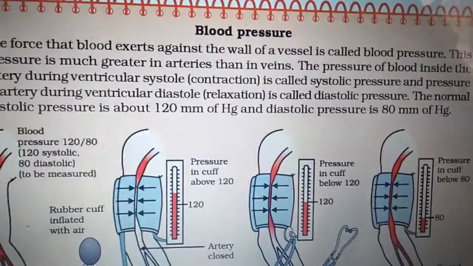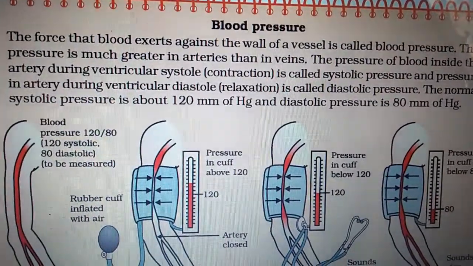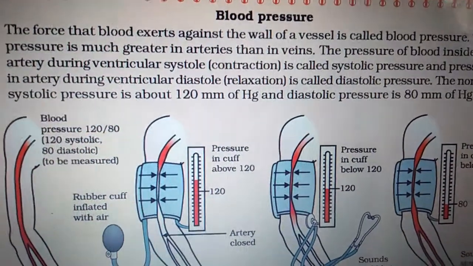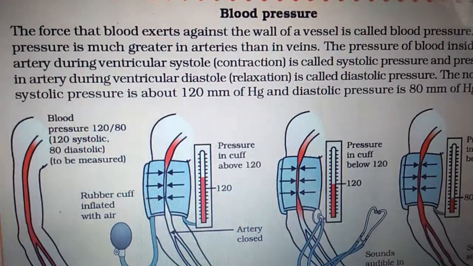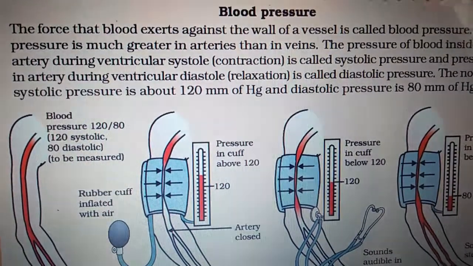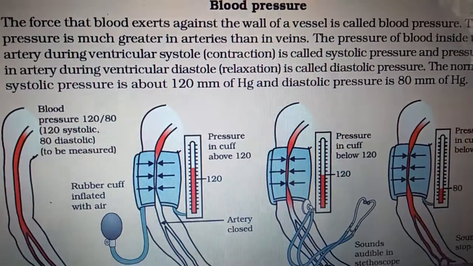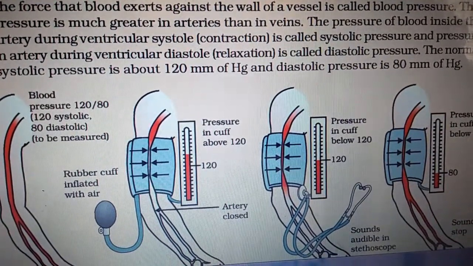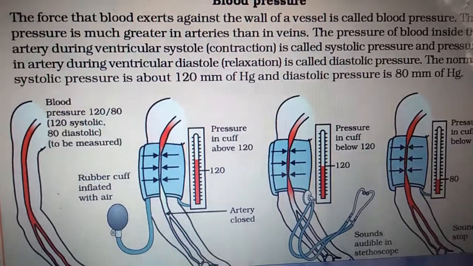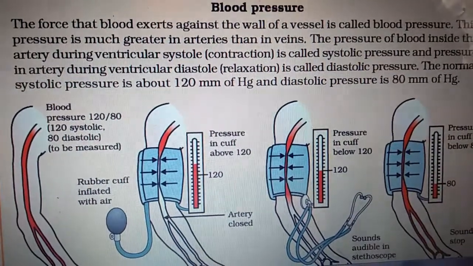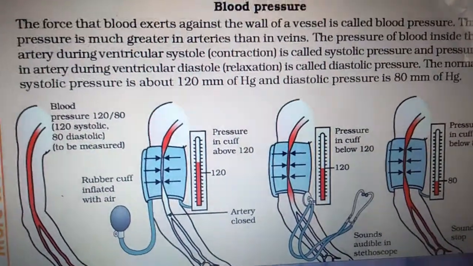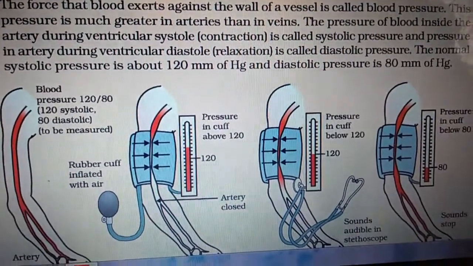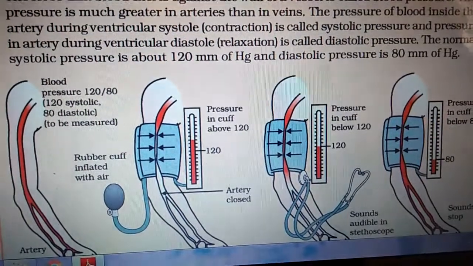So here we have two types of pressure. One is the systolic pressure during the contraction of the heart, that is 120 mm of Hg, and the second is the diastolic pressure during the relaxation of the heart, that is 80 mm of Hg. This pressure is only present on the blood in the artery. We don't measure the pressure on the blood in the vein, because veins have very little pressure, and blood pressure is measured by the sphygmomanometer.